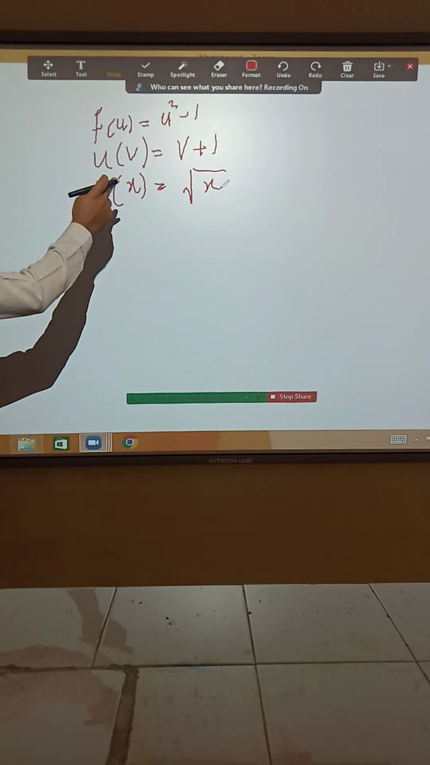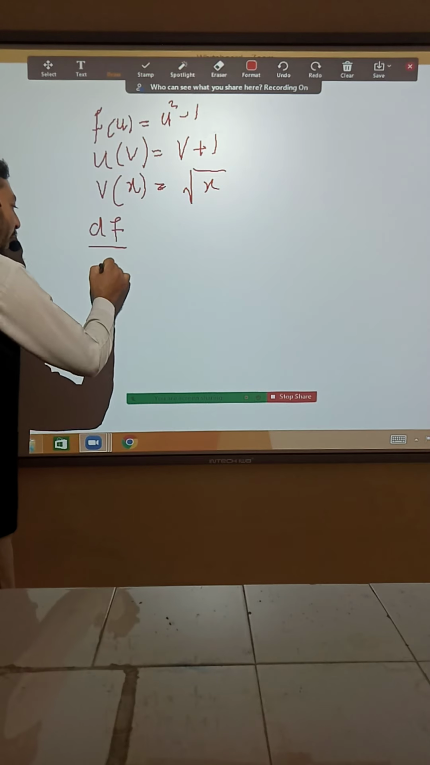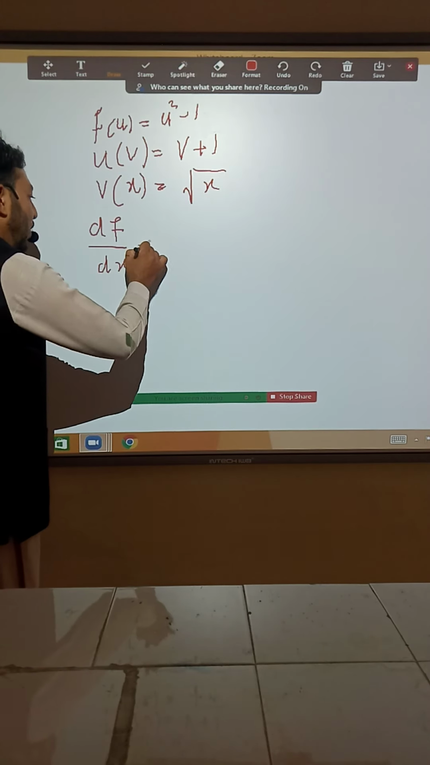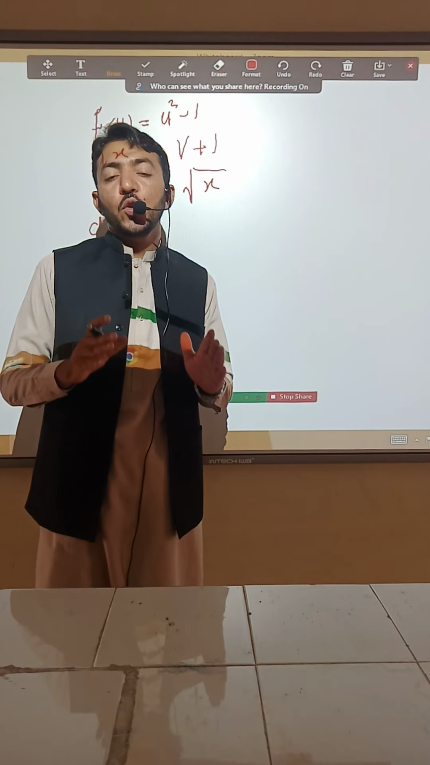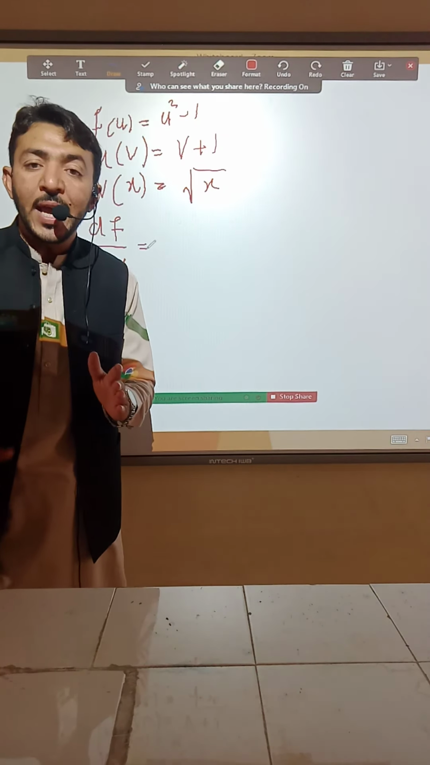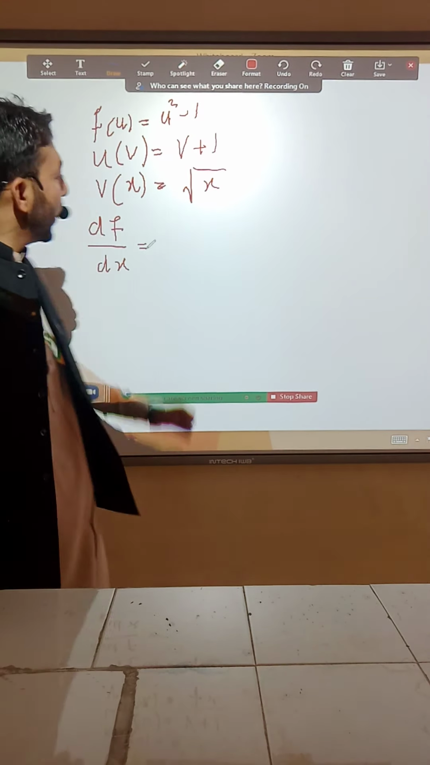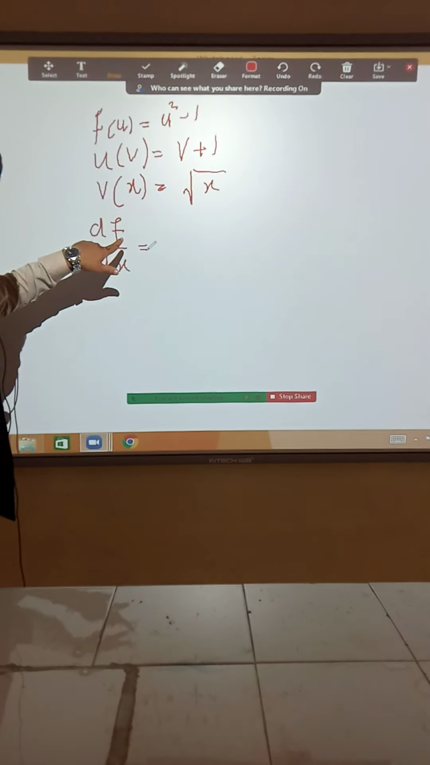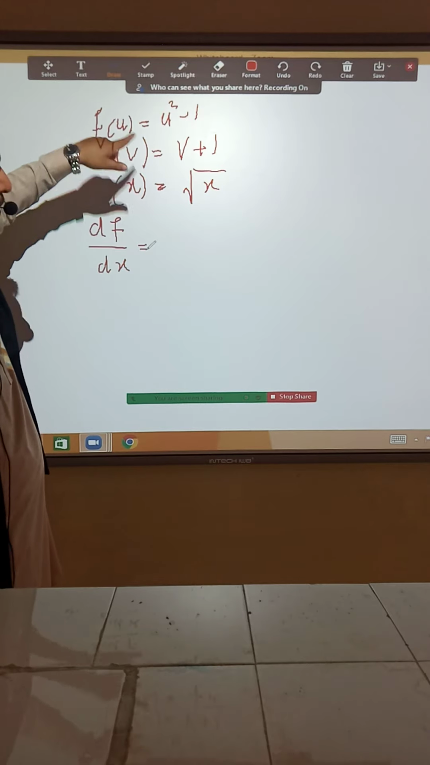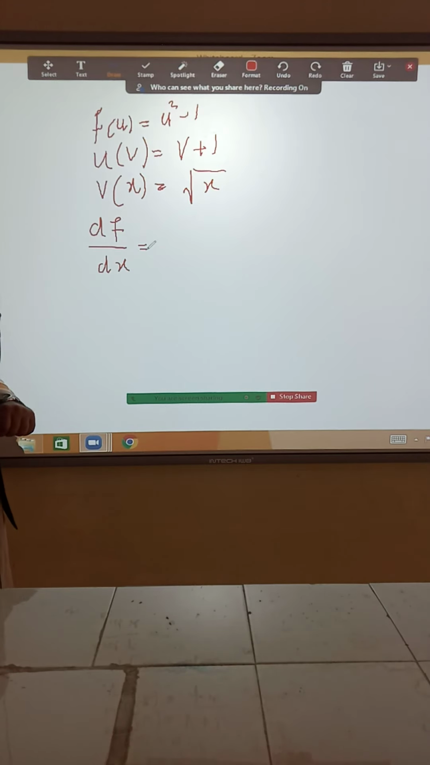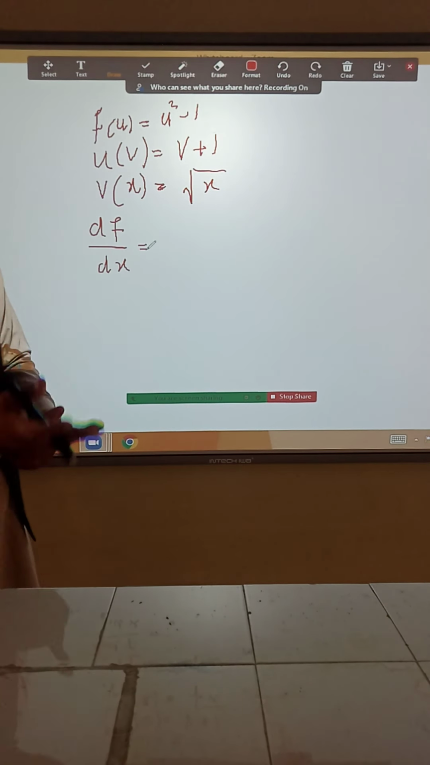So for example, the question is, you need to find out the derivative of f with respect to x. So we already know that whenever you perform the differentiation of a given function, you must need to take the derivative with respect to the independent variable of the function. So here you are finding the derivative of f with respect to x, but when you see, the function f is not dependent on x directly. f is dependent on u and u is dependent on v and v is dependent on x.